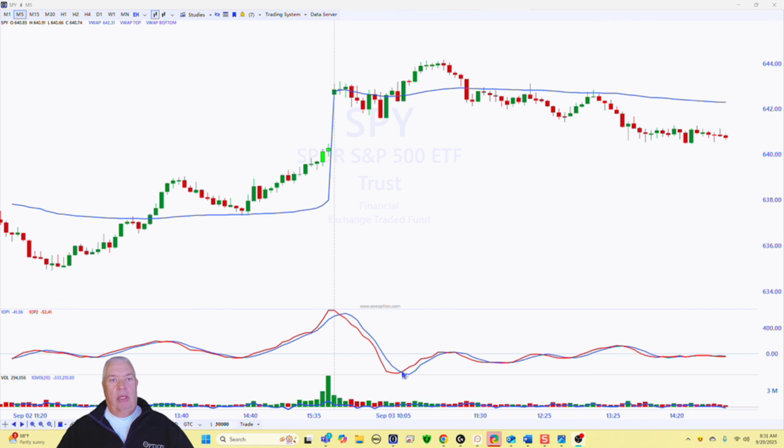Let's say a market where you have the S&P 500 trapped inside of the previous day's range, an inside low volume day. Guess what? No indicator works well in that environment. There's really nothing going on. It's like trying to fly a kite when there's no wind. It's going to be very difficult for you to gauge when to enter and when to exit trades.